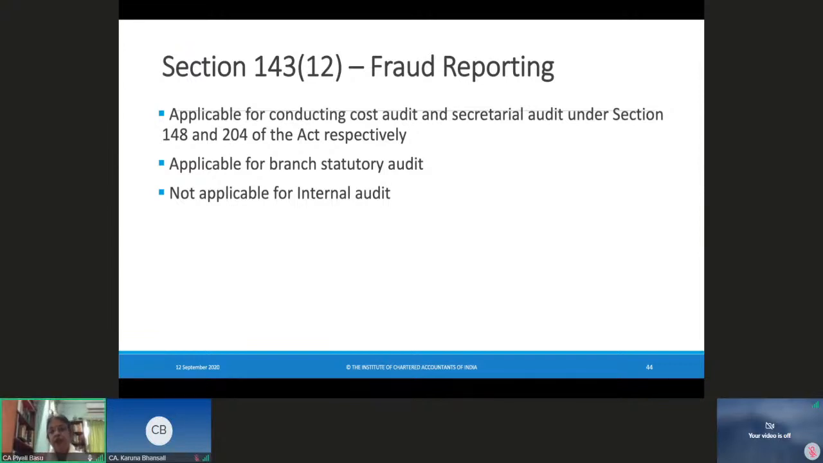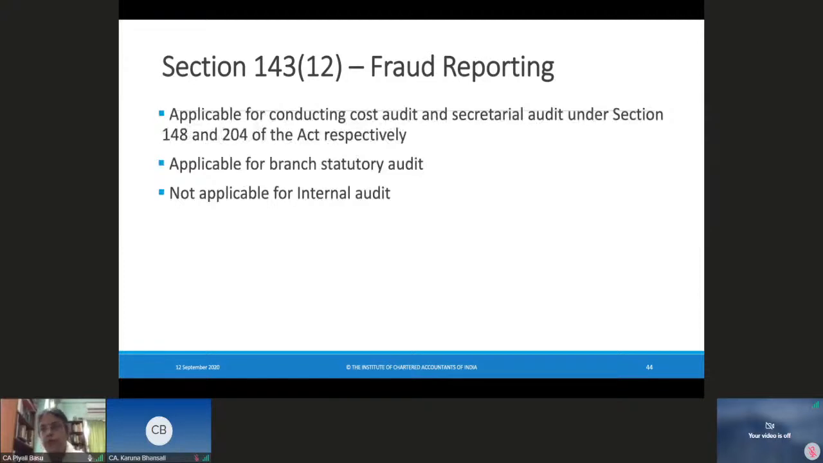Please remember, this is really for the statutory audit and the branch statutory audit, and the provisions of section 143, subsection 12, which is fraud reporting. The provisions do not apply to other professionals who are rendering other services to the company. Okay. For example, it doesn't apply for the tax audit, or the GST and things like that. So we need to know about that also, keep that in mind for your exam purpose.